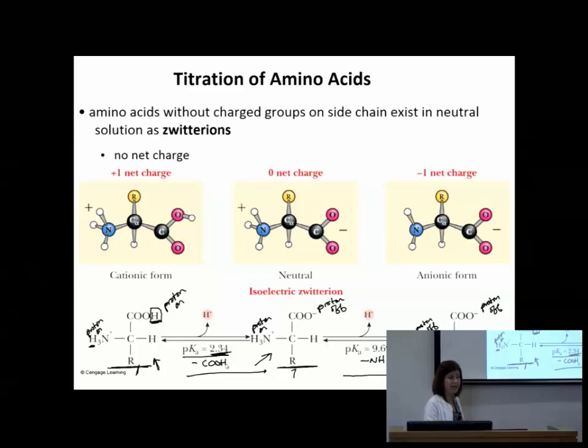So that's what I'm going to do to you on the test. I'm going to give you pKas. I'm going to give you an amino acid. And actually, I'm only going to give you what the side chain is of an amino acid. And I'll ask you to draw the predominant forms at the different pHs.